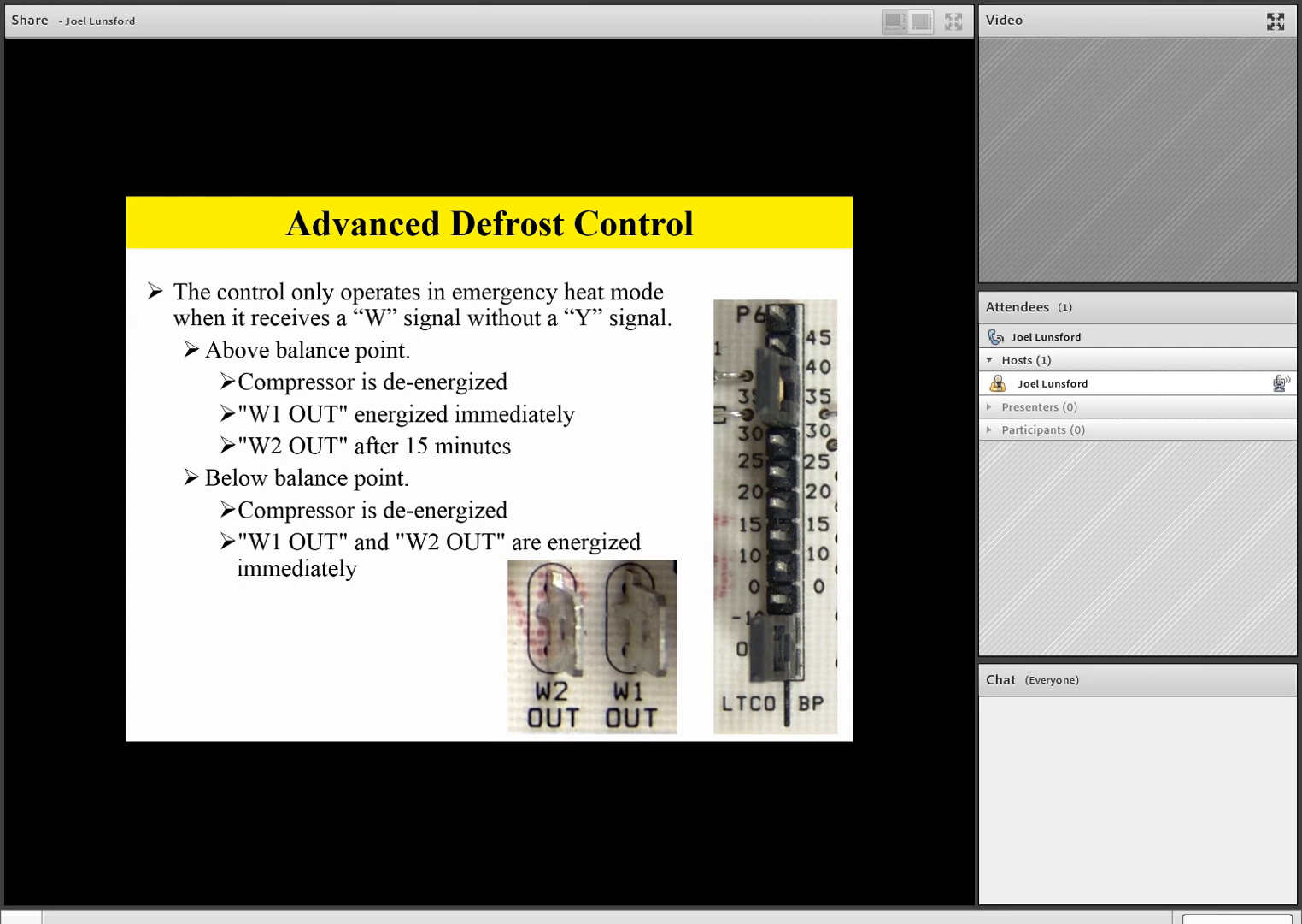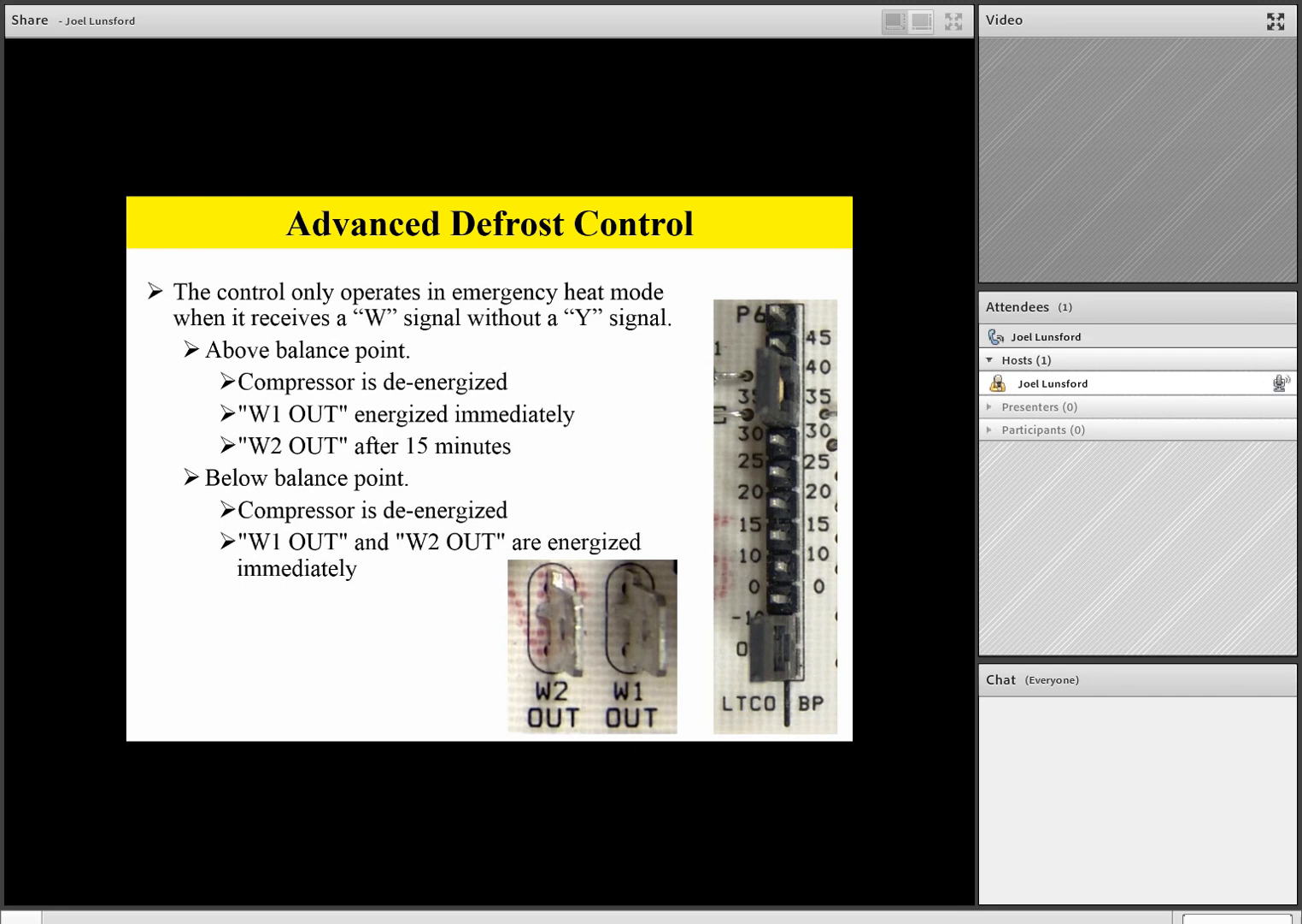If it's below 35 degrees in our example, and the homeowner goes to emergency heat, and the compressor is de-energized because we've killed the Y signal with emergency heat. If we're below balance point, W1 and W2 out are energized immediately. So we get all of our auxiliary heat if we're below that balance point.